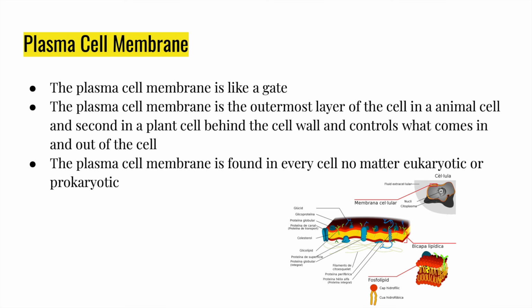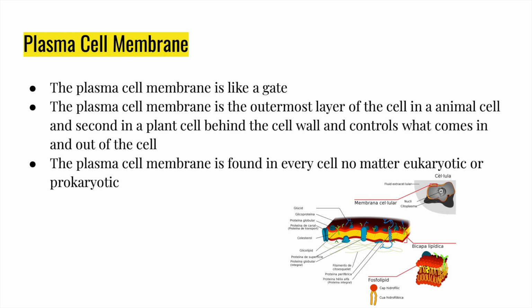This is the plasma cell membrane. The plasma cell membrane is like a gate. It is the outermost layer of a cell in an animal cell. Now, in a plant cell, the plant cell has the cell wall, and then comes the plasma membrane. The plasma membrane basically controls what comes in and out of the cell, like how a gate controls what comes in and out of a gated area, such as a gated community, like Beverly Hills or something.